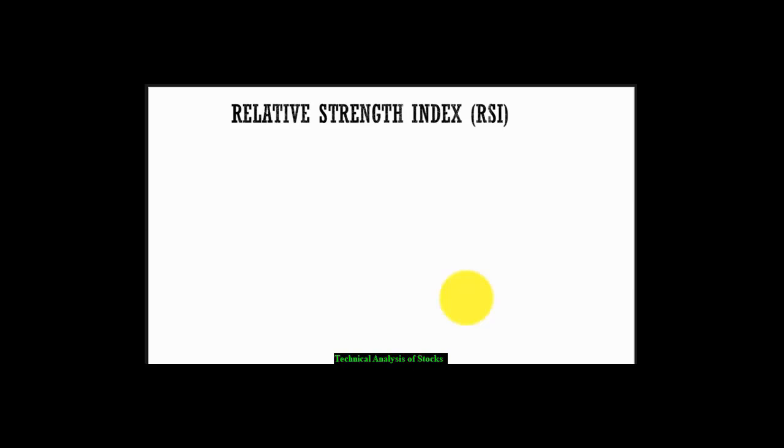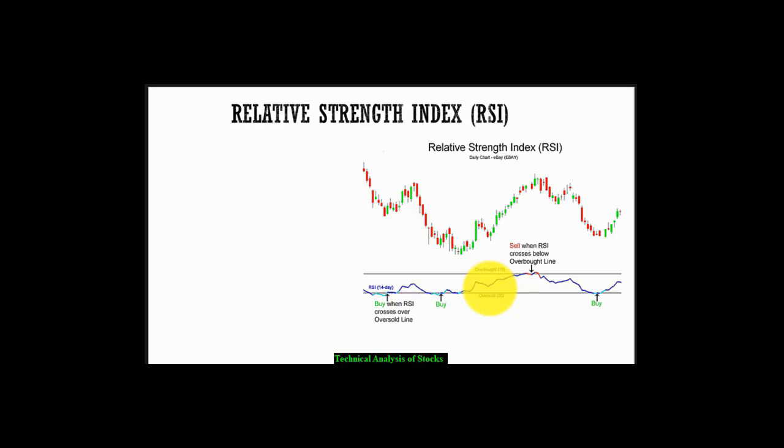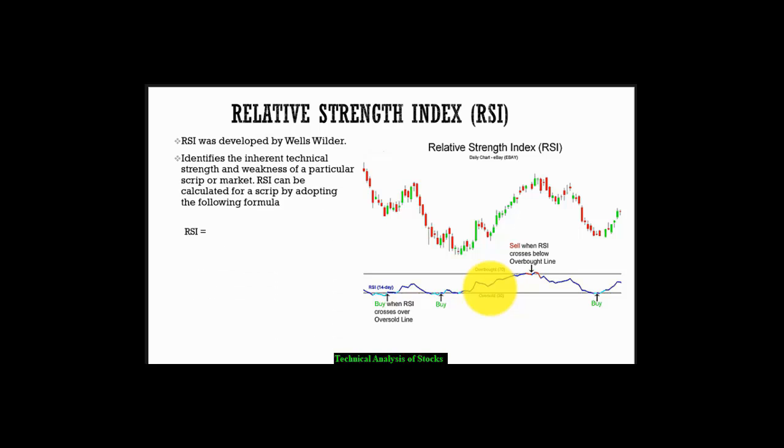Relative strength index is an oscillator which gives you a confirmatory signal of buying and selling the stocks. It was developed by Wells Wilder. It identifies the inherent technical strength and weakness of a particular stock. It can be calculated by using this formula: 100 minus 100 divided by 1 plus RS, where RS is the ratio of average gain per day to the average loss per day.